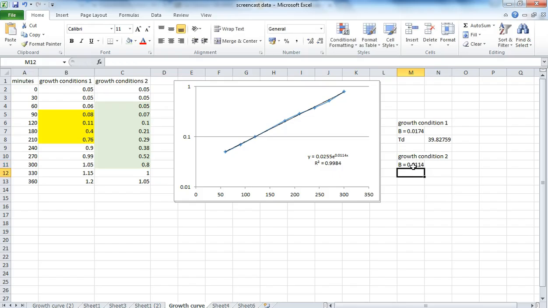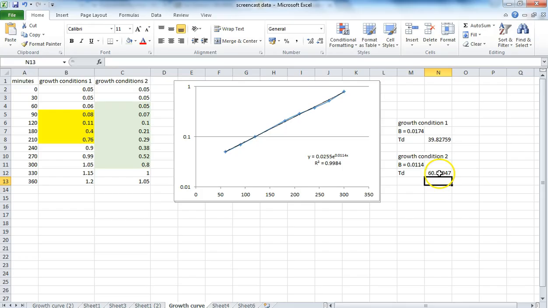And here, my B number up here is 0.0114. And if I work out my TD, I'm going equals 0.693 divided by B, which is 0.0114 in this case. And now my doubling time for this second data set for growth condition 2 is, if I averaged it up, 61 minutes.